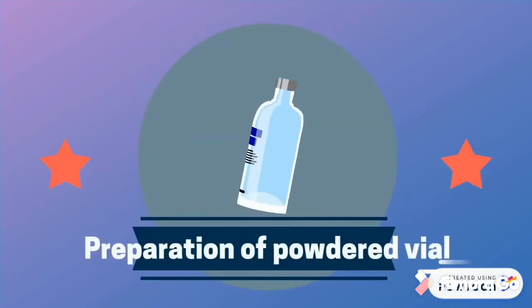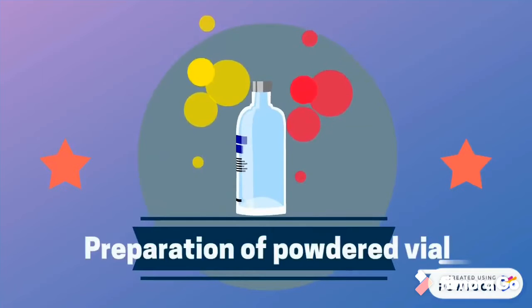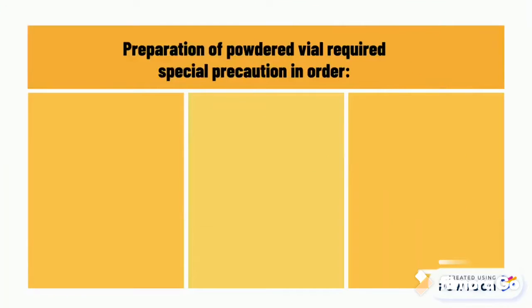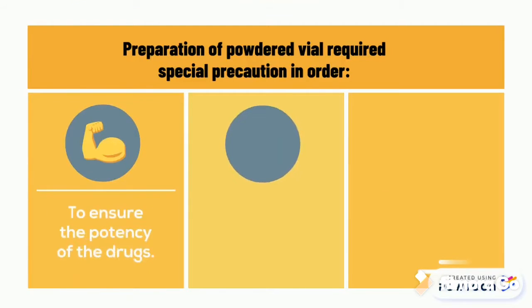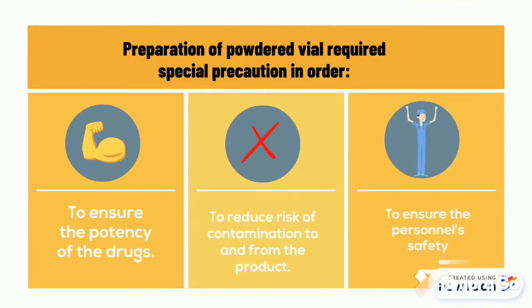Preparation of powdered vial. Preparation of powdered vial requires special precaution in order to ensure the potency of the drugs, to reduce risk of contamination to and from the product, and to ensure the personnel safety.